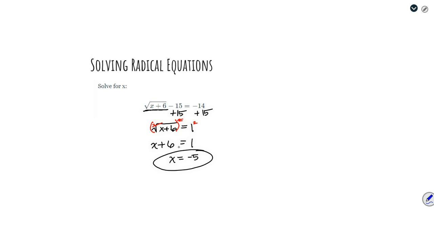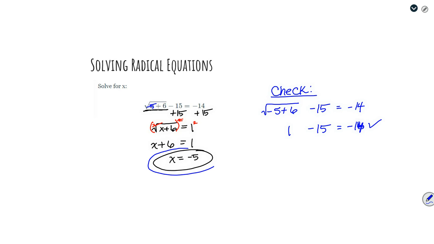But don't forget, you still have to check to make sure that that is correct. So you check that by substituting in that answer in for all the x's. So I'm going to substitute in negative 5 for x. I'll have negative 5 plus 6 minus 15 equals negative 14. Negative 5 plus 6 is 1. Minus 15, does that equal negative 14? Negative 14? Yes, it does. All right, so I have an accurate solution. It's not extraneous.